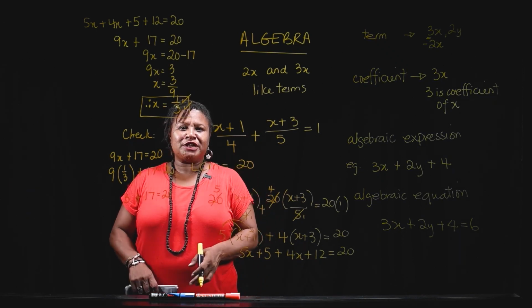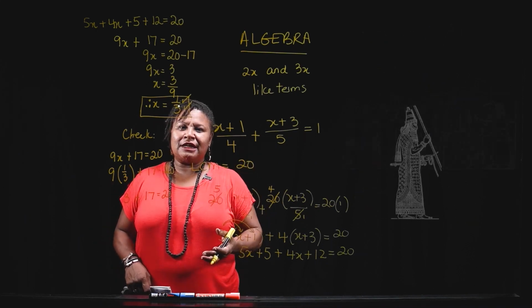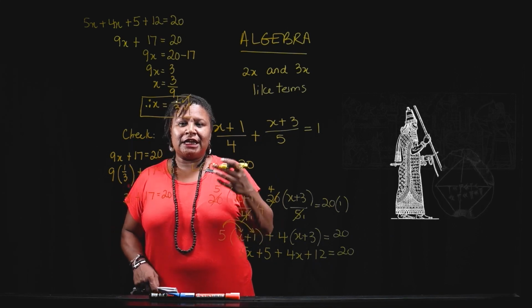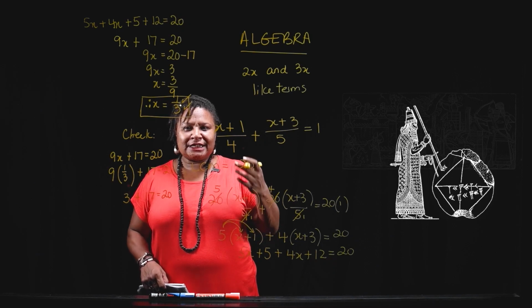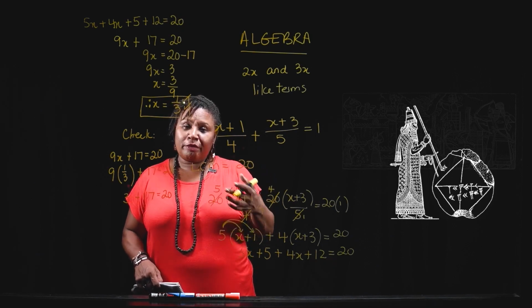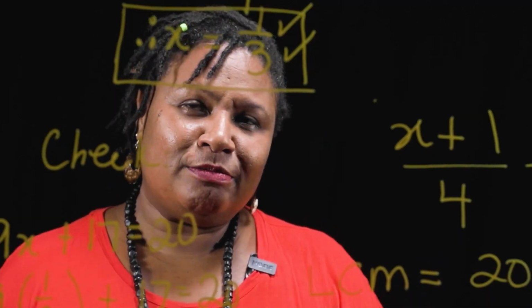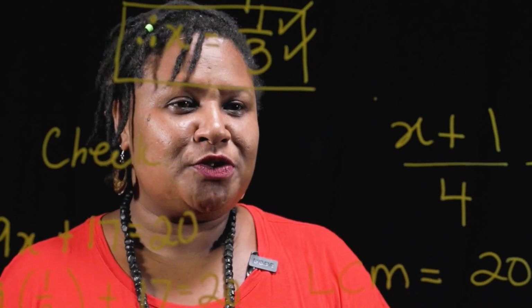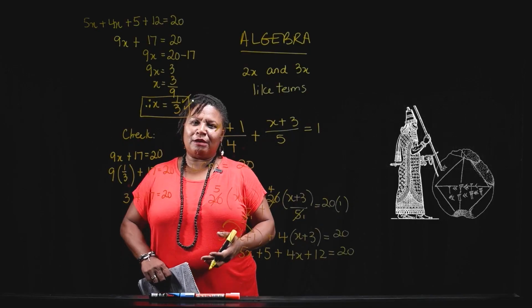Now, something interesting. Algebra was already practiced, all right, by the ancient Babylonians. They actually represented numbers with symbols, okay? But it only became part of formal mathematics in about the 17th or 18th century, which is about 600 years ago. Quite interesting if you think about it.